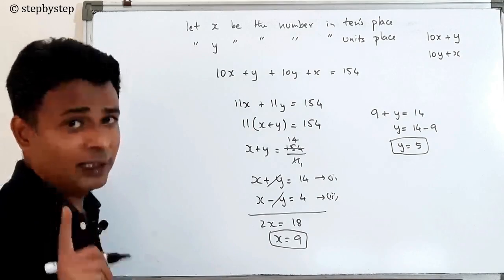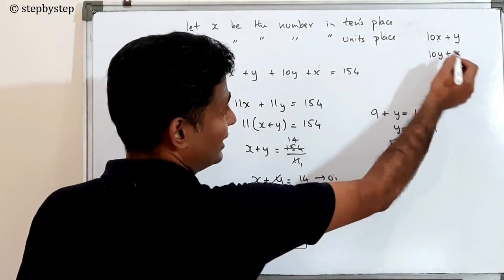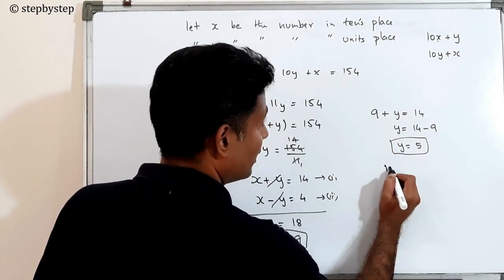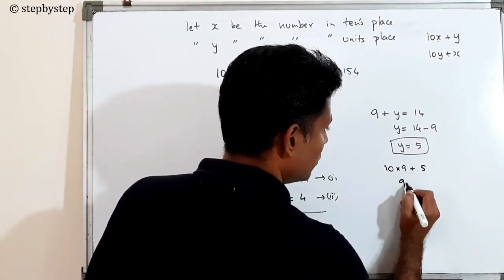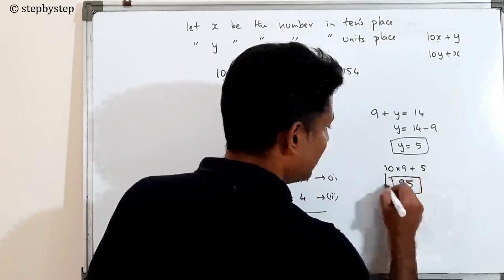They have asked us to find the number. So what is the number? X is in the tens place. So 10x, that is 10 into 9 plus 5. So the answer is 95.